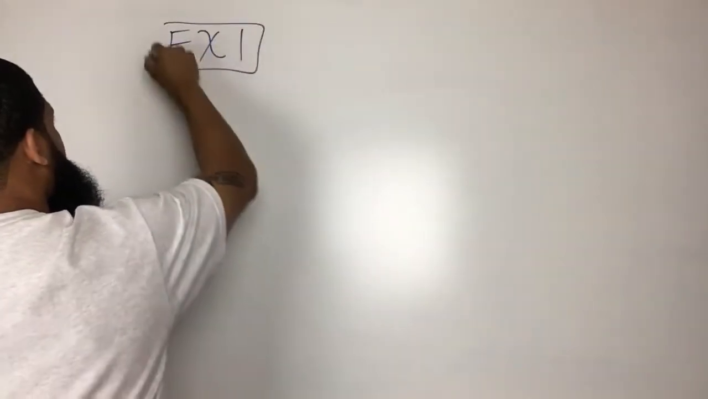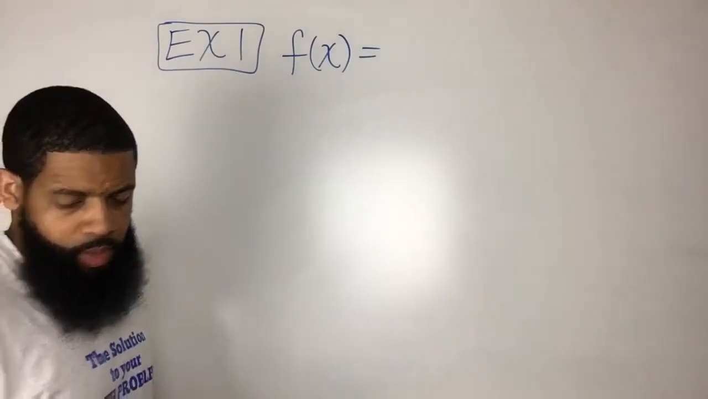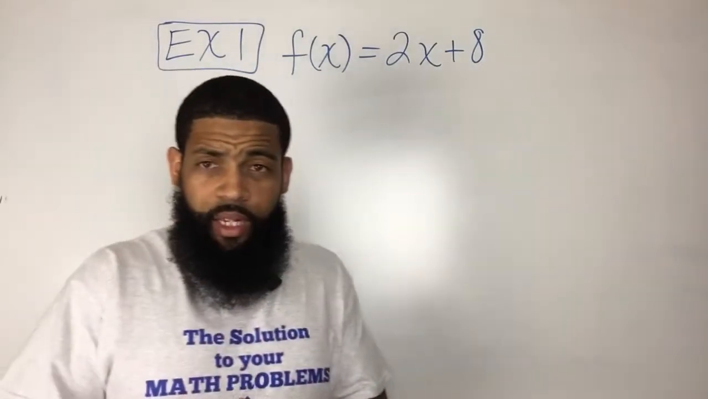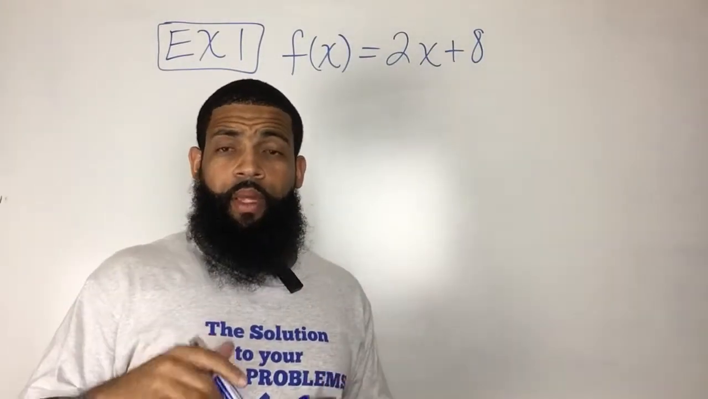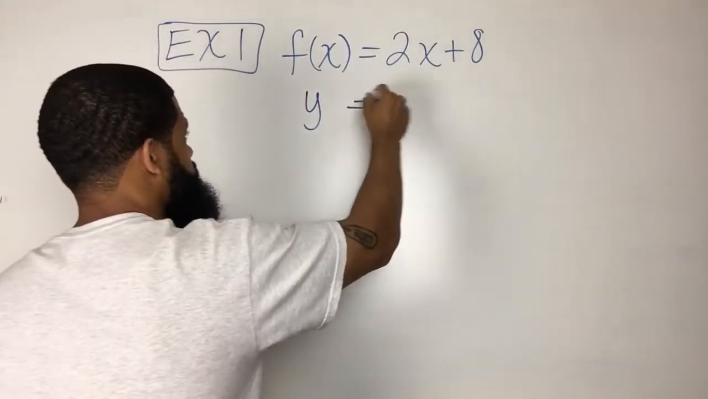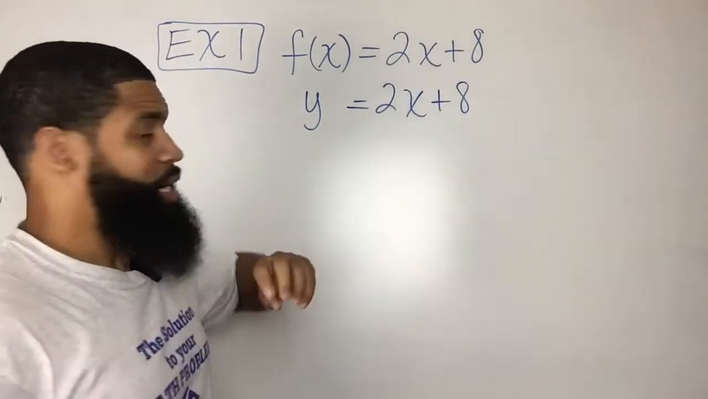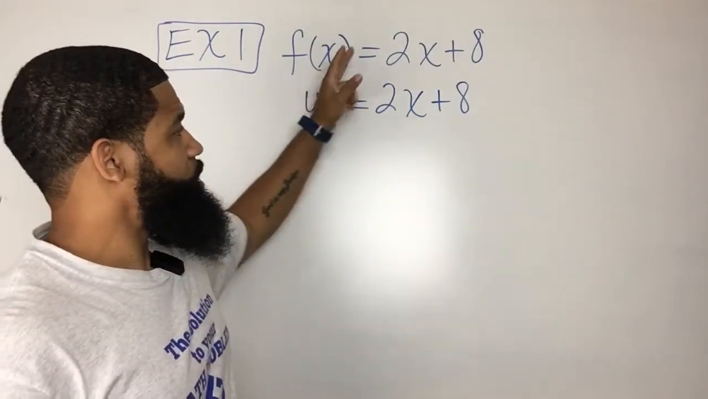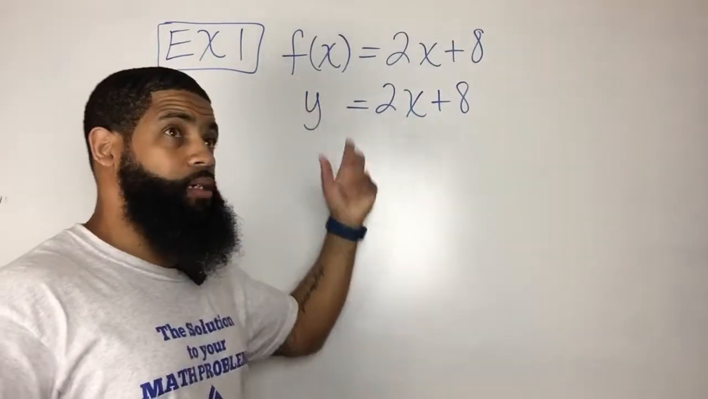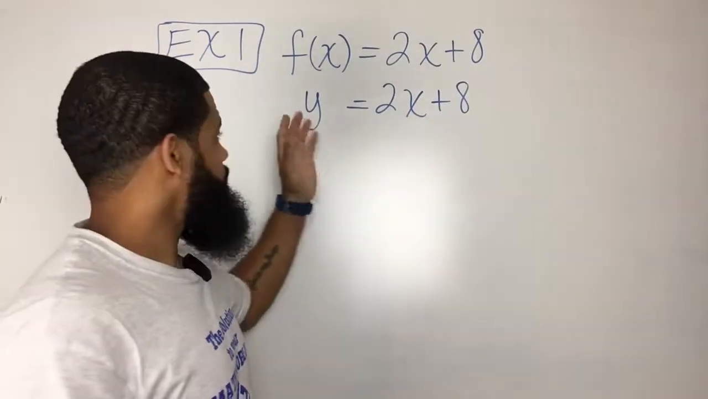Example 1, I am given the function f of x equals 2x plus 8. Now, f of x is function notation, but basically I can still write this as y equals 2x plus 8 because functions deal with input and output. So if I give you a value of x to plug into this function and I do the calculations with x, my solution from the calculations is going to give me y. So I give you a value of x and it gives me an output.